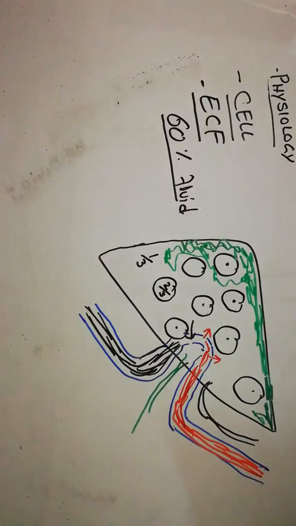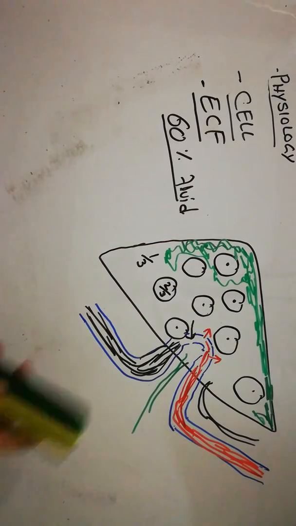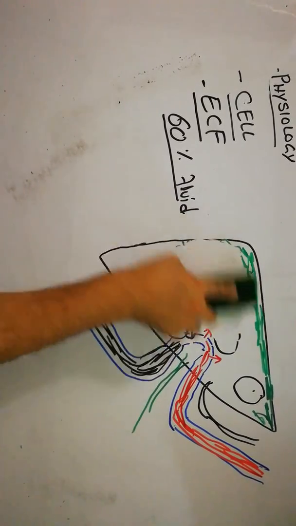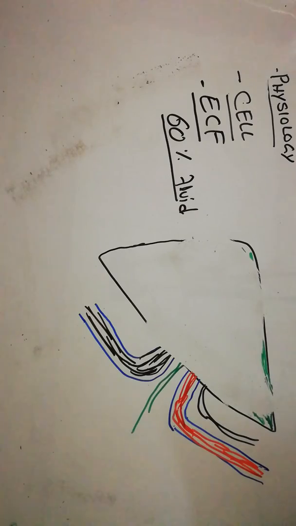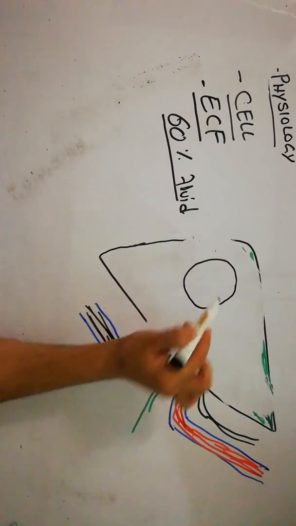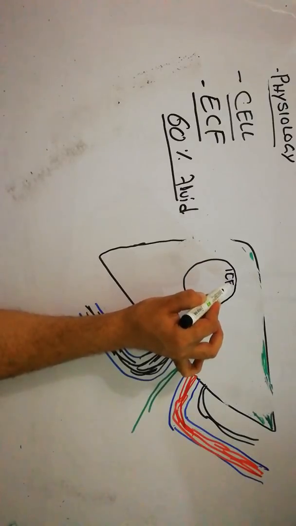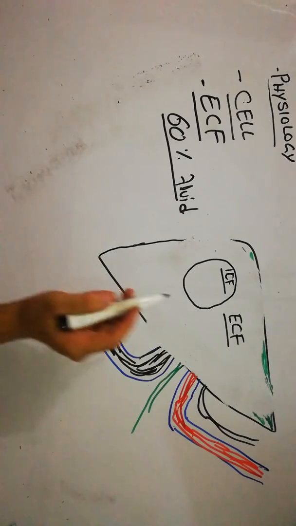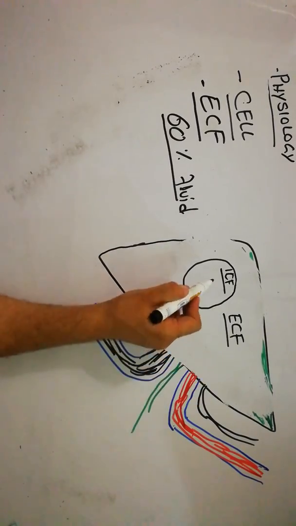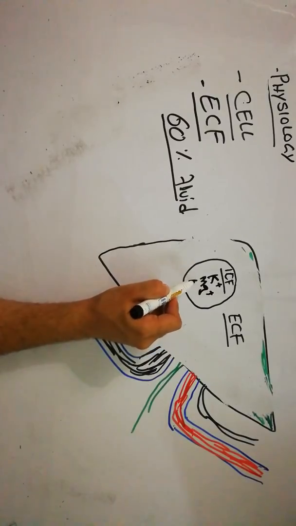But what are some main differences between the concentration of the extracellular fluid and intracellular fluids? Suppose this is a cell and the inside represents the intracellular fluid, while the outside is extracellular fluid. Intracellular fluid is mostly rich in ions like potassium, magnesium and phosphate.